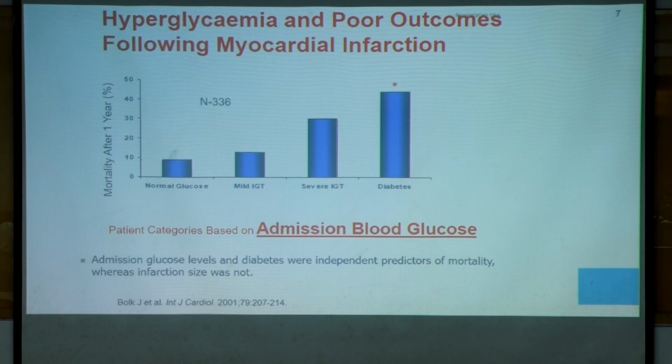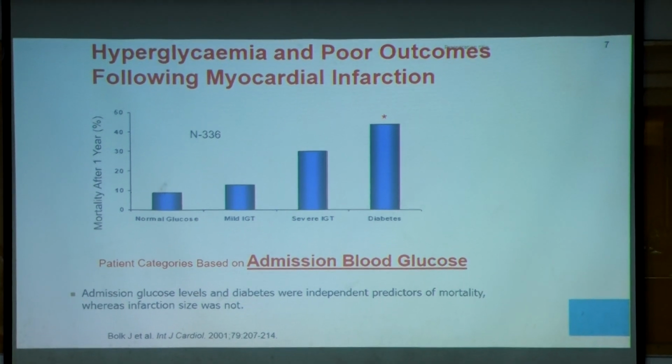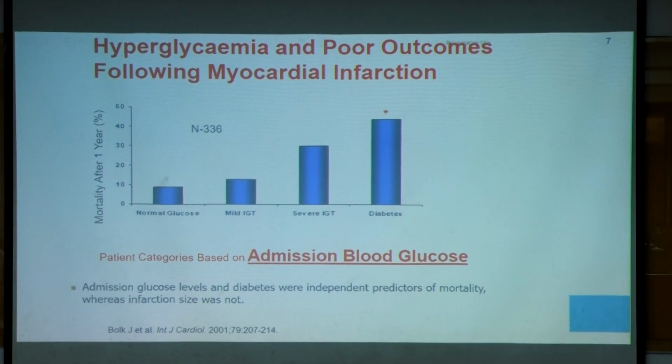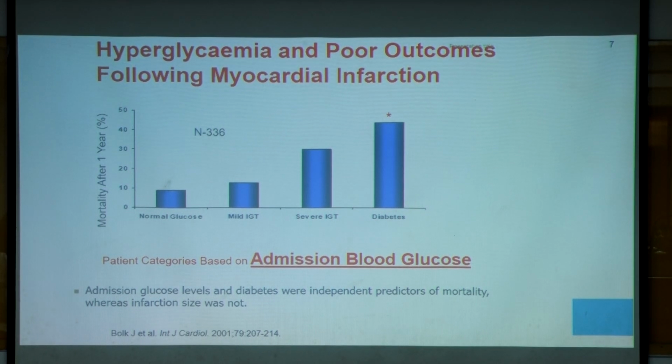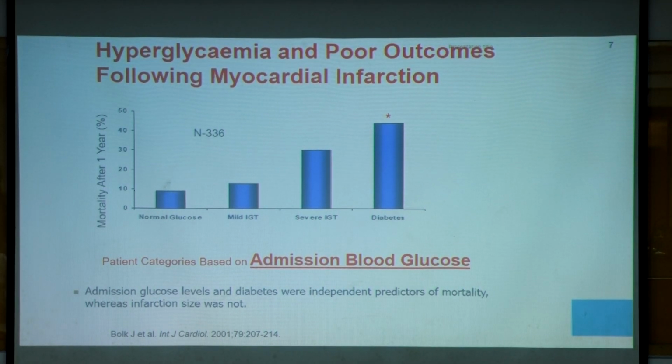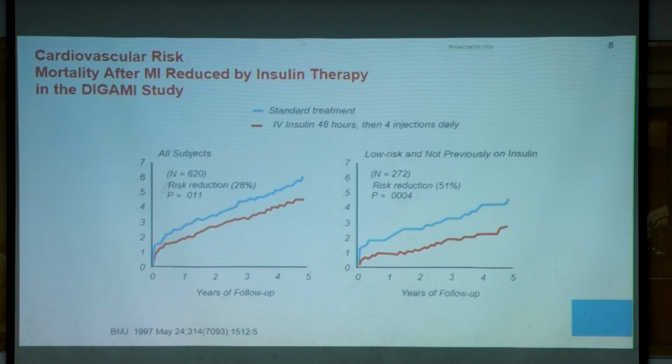higher than the diabetic patients. So, hyperglycemia and poor outcomes following myocardial infarction. This was a study done on whether the patient is type 2 diabetic, non-diabetic or has stress hyperglycemia, they develop complications. That is immaterial, because the blood sugar at admission determines the outcome of the patient. Here you can see patient categories based on the admission blood glucose level. Admission glucose levels and diabetes were independent predictors of mortality, whereas infarction size was not. So infarction size doesn't matter, but the presenting amount of hyperglycemia accounts for a lot.